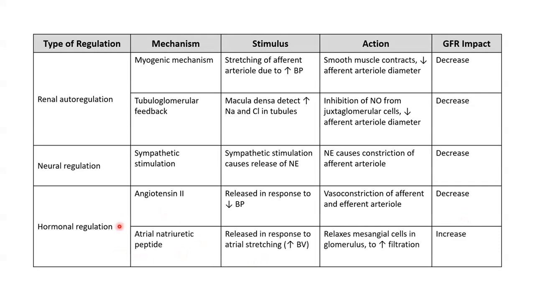We have atrial natriuretic peptide. It's released when we have stretching of the cells in our atria because of an increase in blood volume. It relaxes mesangial cells in the glomerulus, so that kind of opens up all the pores and the holes within that filtration membrane. So we have an increase in filtration. If more filtration is occurring, it increases that filtration rate.